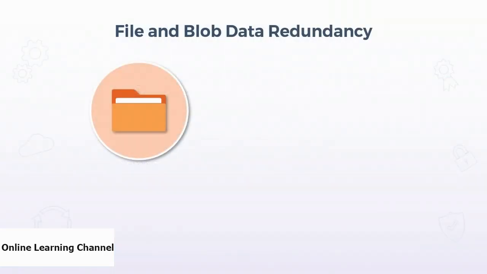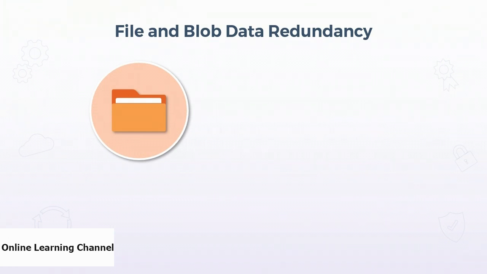Now let's discuss redundancy. In particular, file and blob data redundancy. File and blob data redundancy ensures that your storage account achieves its availability and durability targets for both planned and unplanned events. This could include hardware failures, network outages, power outages, and massive natural disasters.